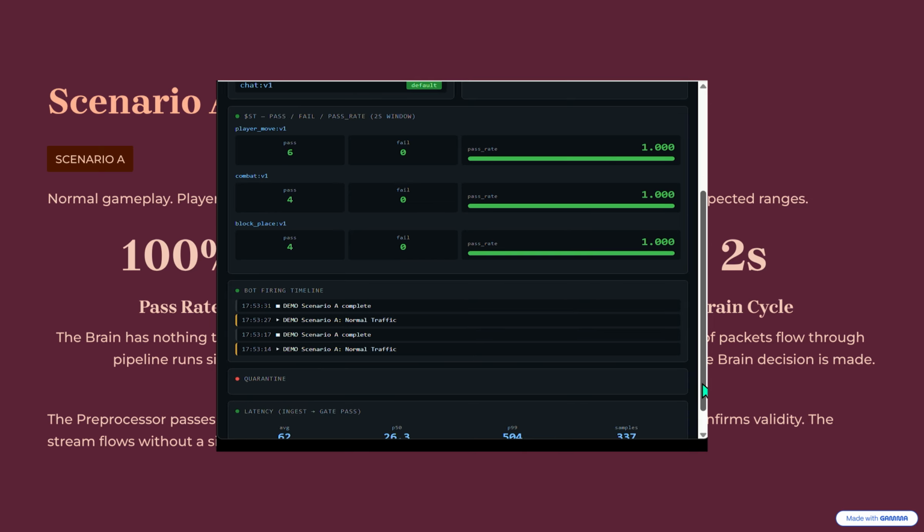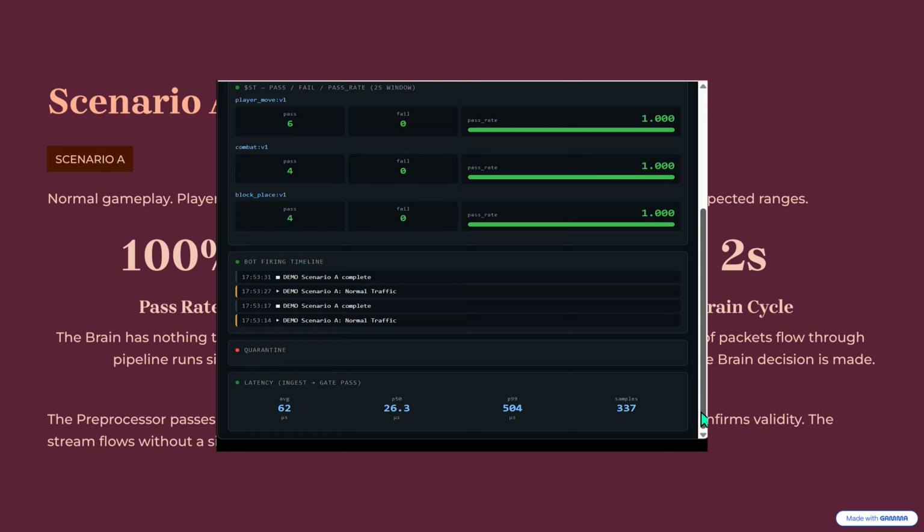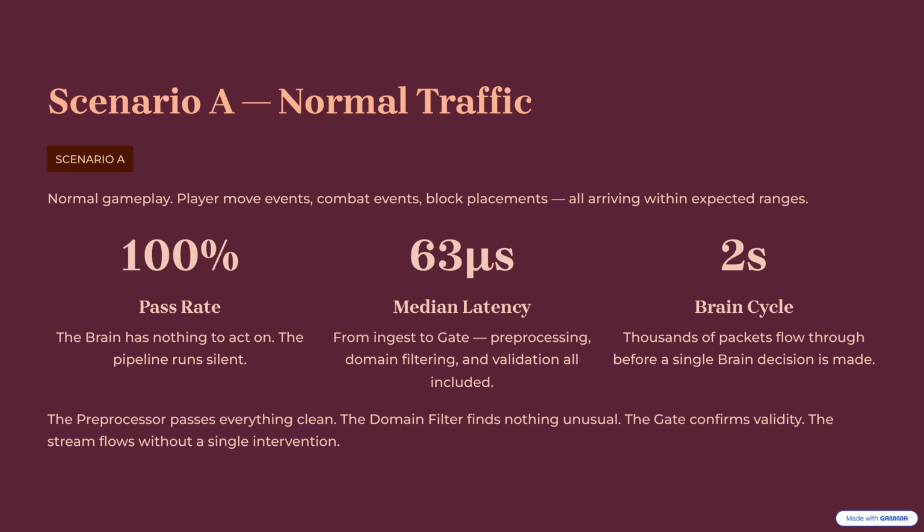The preprocessor passes everything clean. The domain filter finds nothing unusual. The gate confirms validity. The stream flows without a single intervention.